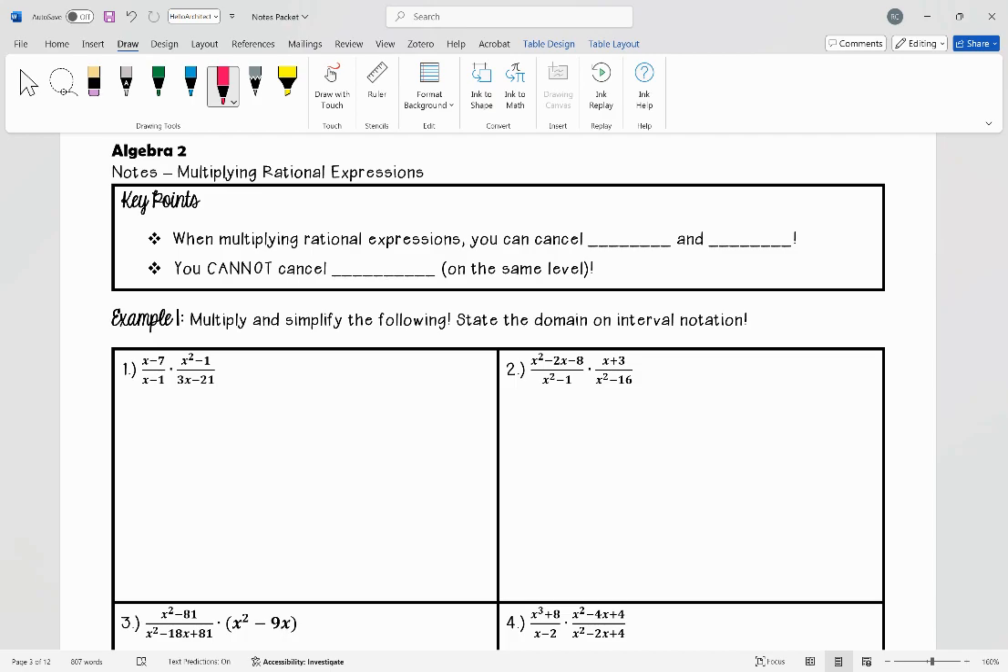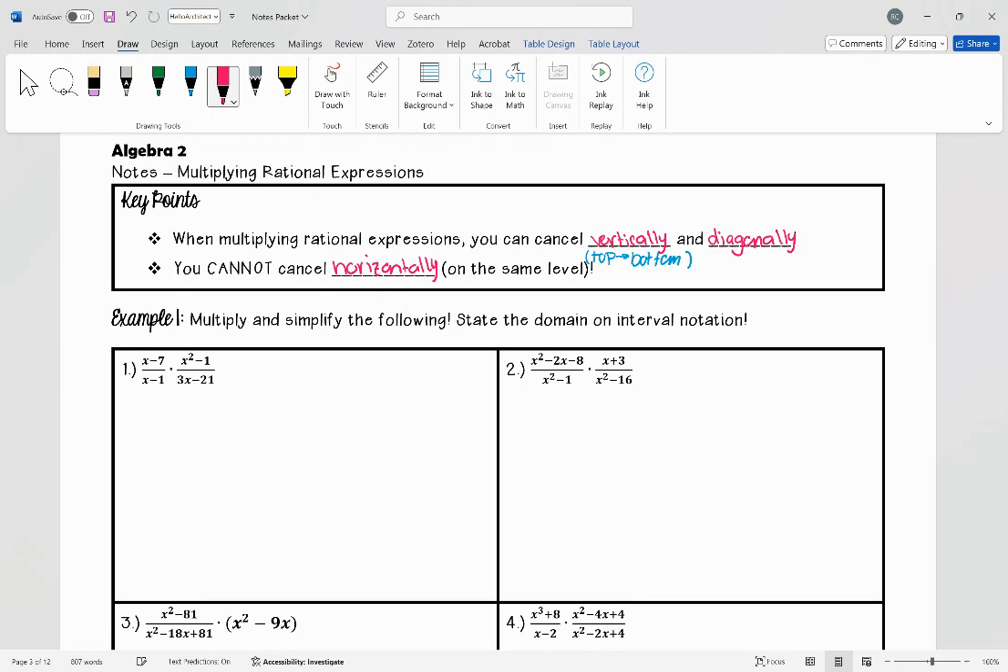When multiplying rational expressions, we are allowed to cancel vertically and we are allowed to cancel diagonally. Okay, vertically just means, and I'm going to write it underneath kind of small, top to bottom. Okay, which means the only way we are not allowed to cancel is horizontally.